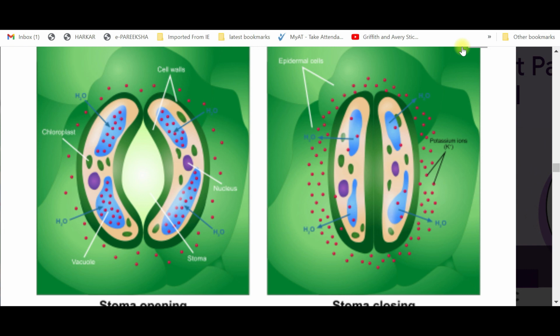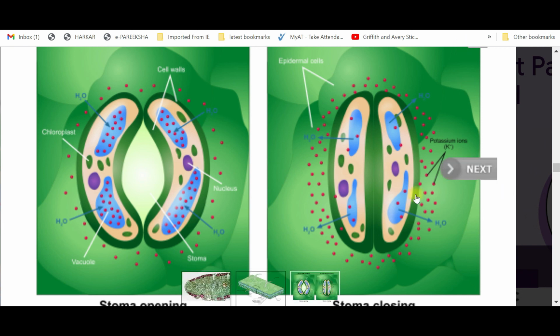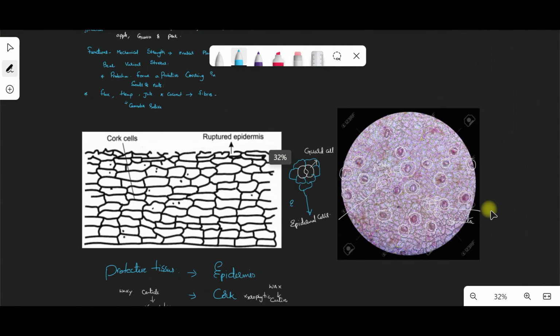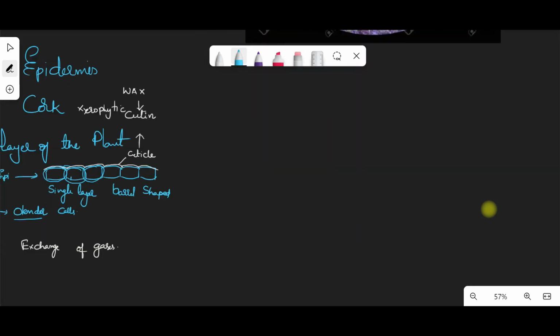Now, in general, when we talk about epidermis, epidermis basically is involved in protection, and it prevents water loss. Let us look into the functions of epidermis. What are the functions performed by the epidermis? First, it is a protective layer, which prevents the entry of other organisms like microbes and pests. Other organisms cannot enter into the plant because of the presence of epidermis. Next, it prevents water loss.